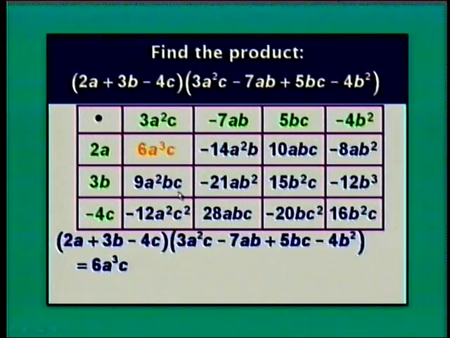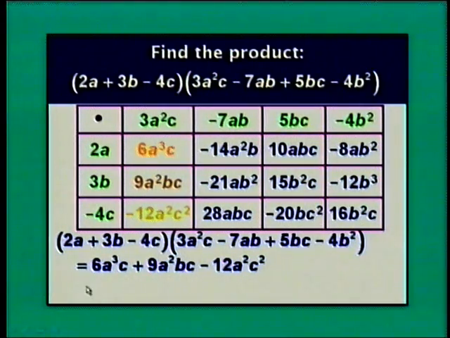9a squared bc, this is also a fourth degree term. Does this have any like terms? Well, let's look to the table again. There aren't any other terms that have a squared bc as the variables, so we'll write this down. Negative 12a squared c squared is another fourth degree term. Does it have any like terms? Looking through the table, I don't see any other a squared c squared terms, so I'll just write this down.